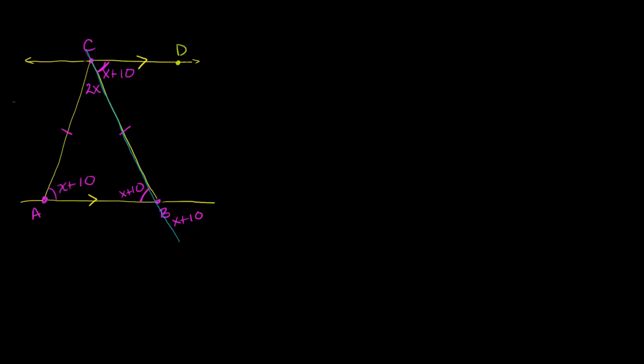And now we have the three angles of a triangle expressed in terms of x. So when we take their sum, they need to be equal to 180, and then we can actually solve for x. So we get 2x plus x plus 10 plus x plus 10 is going to be equal to 180 degrees. And then we can add up the x's.